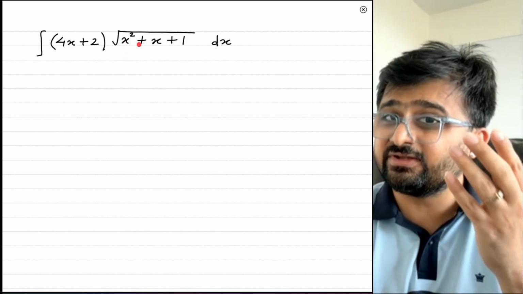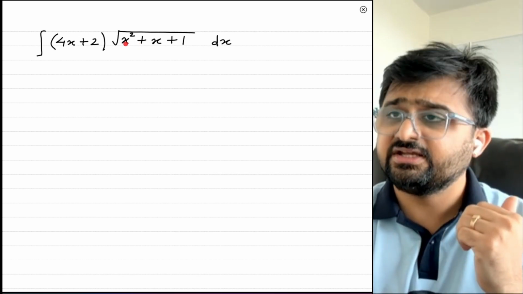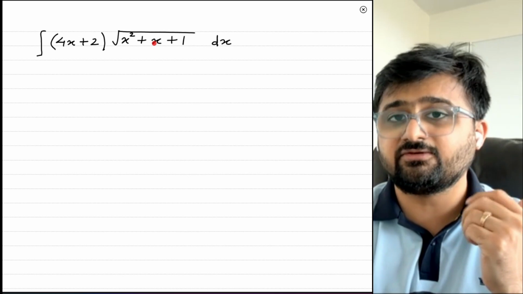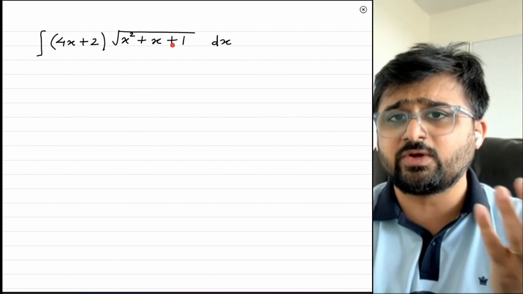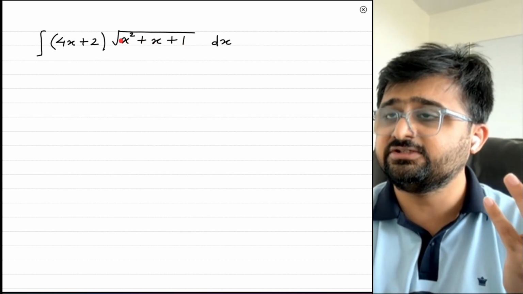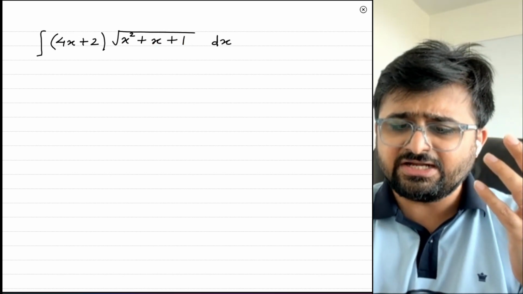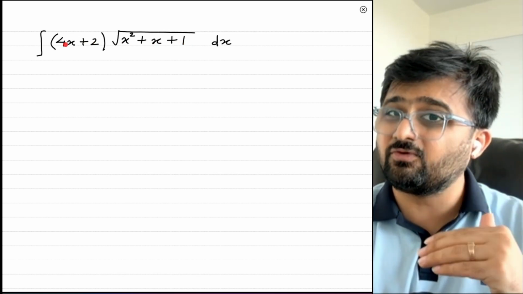Now let's see whether the derivative of that function is present. If you take the derivative of this, the derivative of x square is 2x and the derivative of x is 1. So the derivative is 2x plus 1, because the derivative of 1 is anyway 0. So the overall derivative of this quadratic function is 2x plus 1. I do not see 2x plus 1, but I see 4x plus 2.